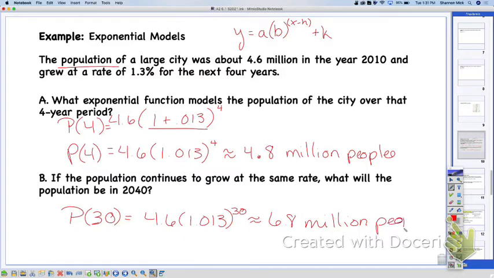Los Angeles. Not Los Angeles. Wymore. If we could grow at 1.3%, everybody would be happy, right?